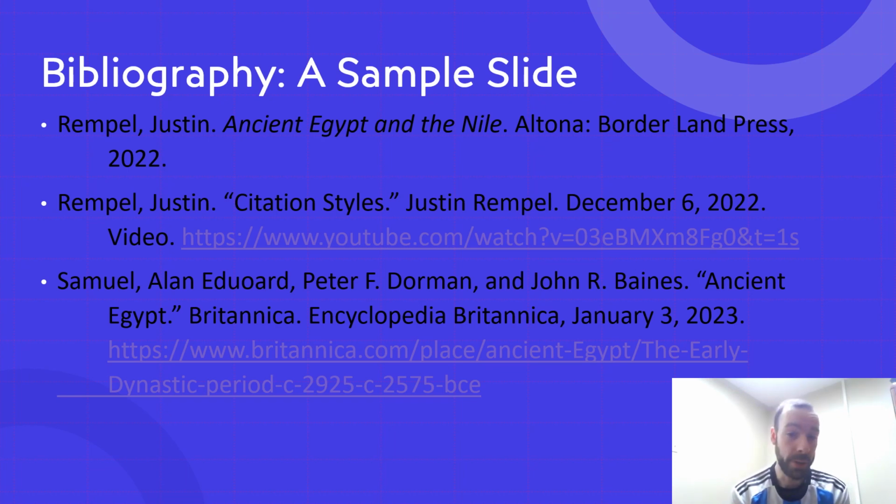You can see that we actually have two by the same author. This happens quite a bit. And so then we put them in alphabetical order according to the second piece of information, which is the title. You can see that we've got our hanging indent, which means that every line after the first line is indented, our entries are single spaced. There is a space in between entries, and we've got all our correct information properly formatted. This is a very neat, orderly bibliography slide.